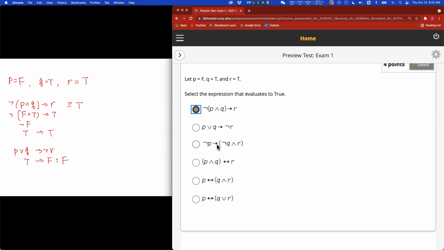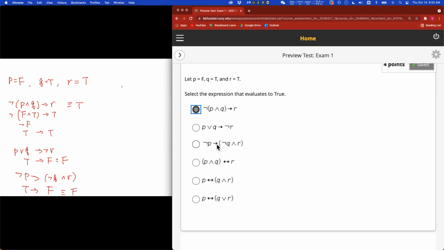Okay, next one, if you look at not P implies not Q and R. So not P is true. You have implies not Q, which will be false, and true. So we have false and true, that will give false. So again, you have true implies false. So it's false.